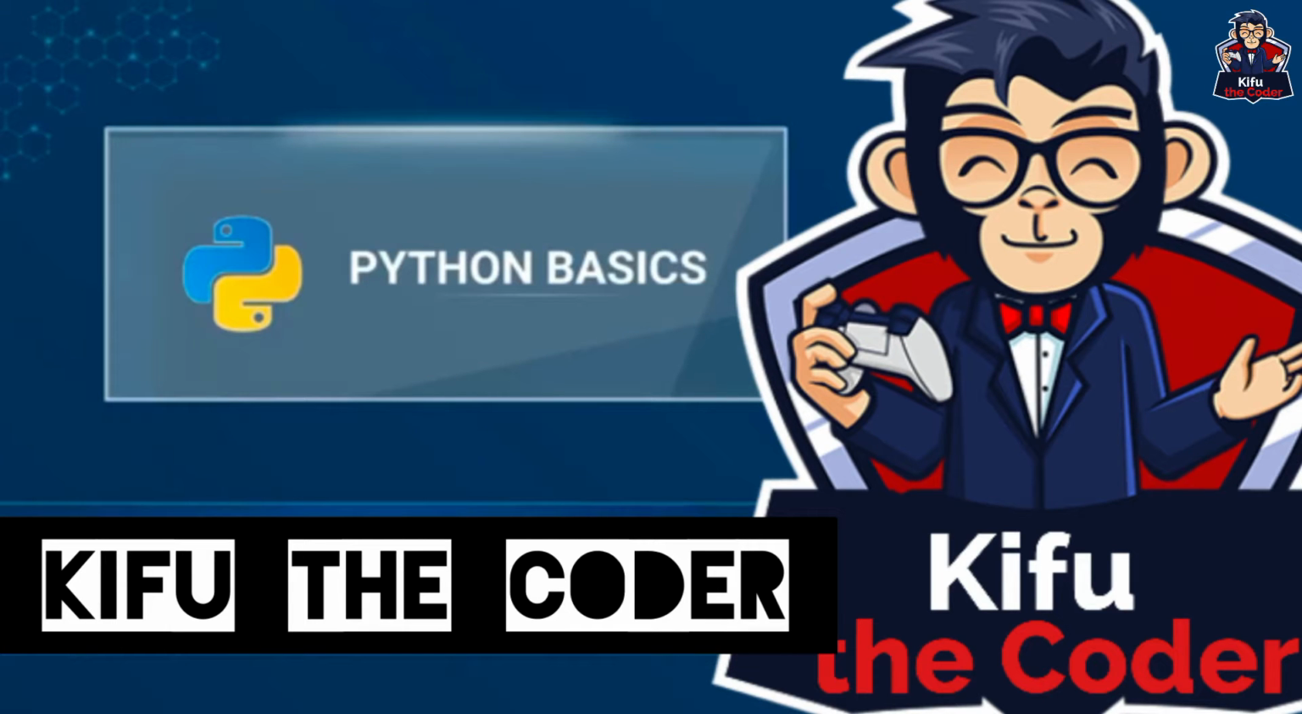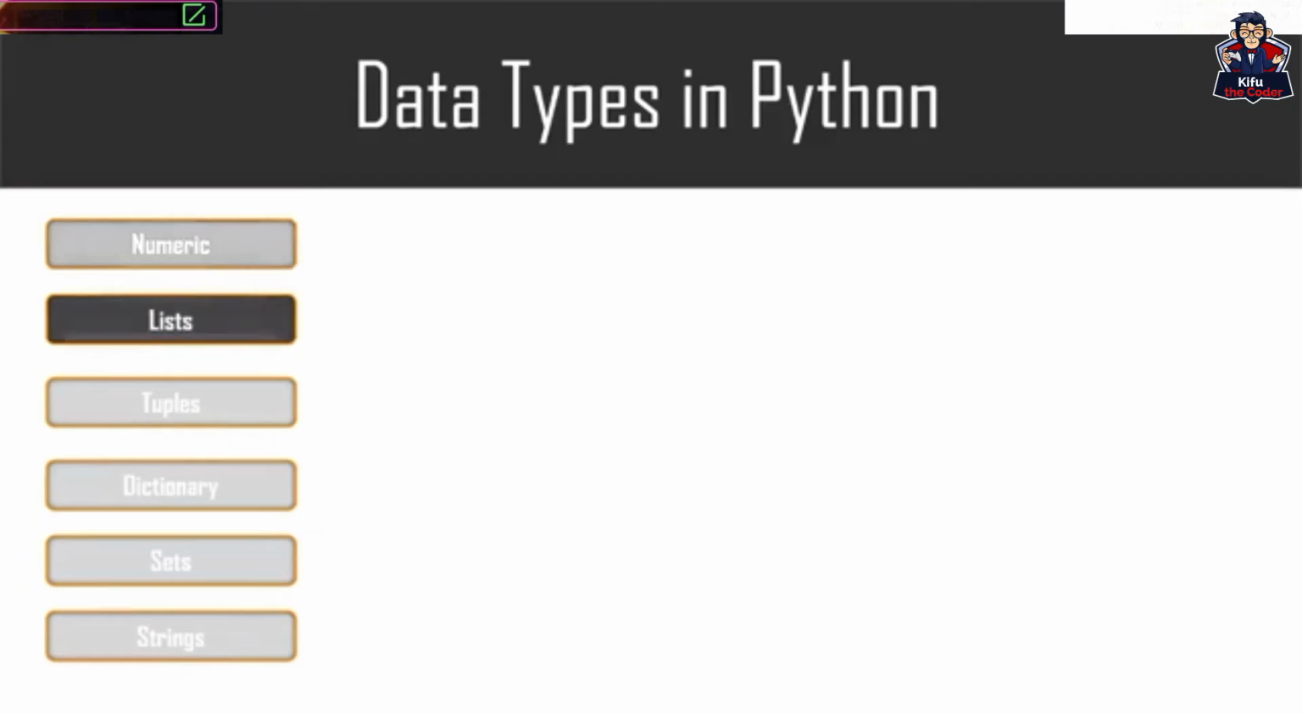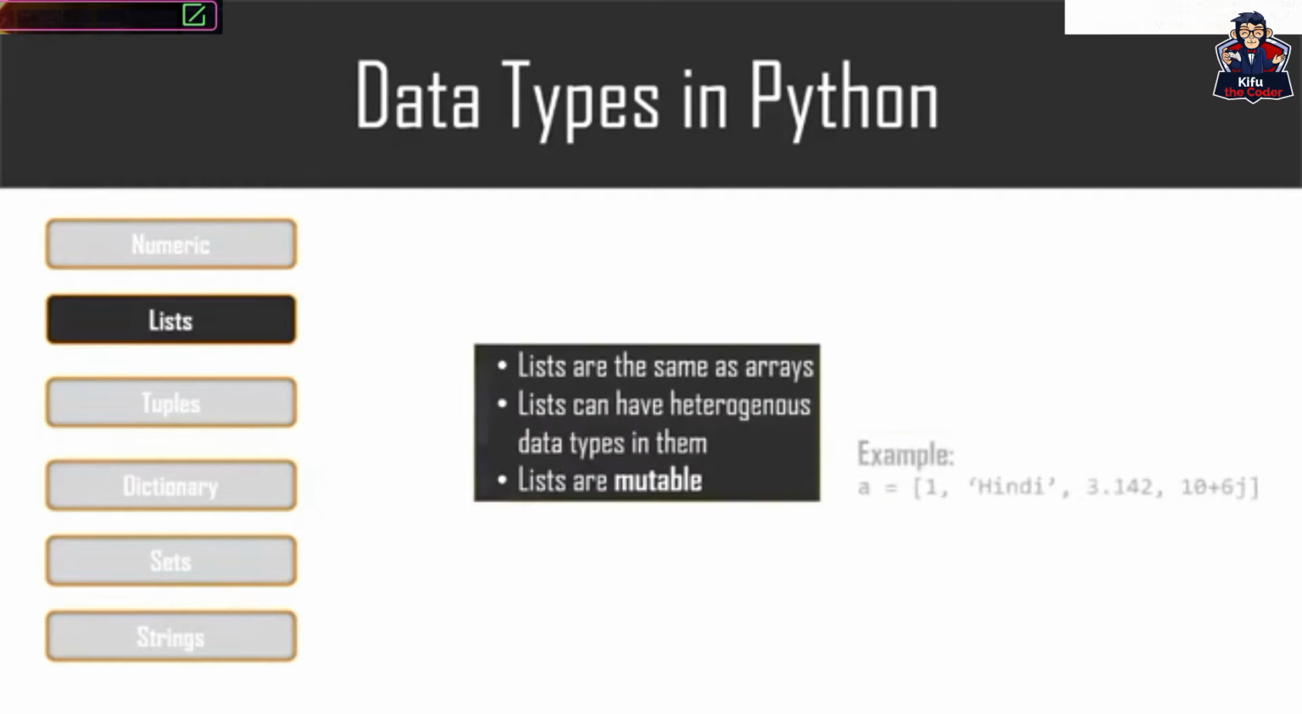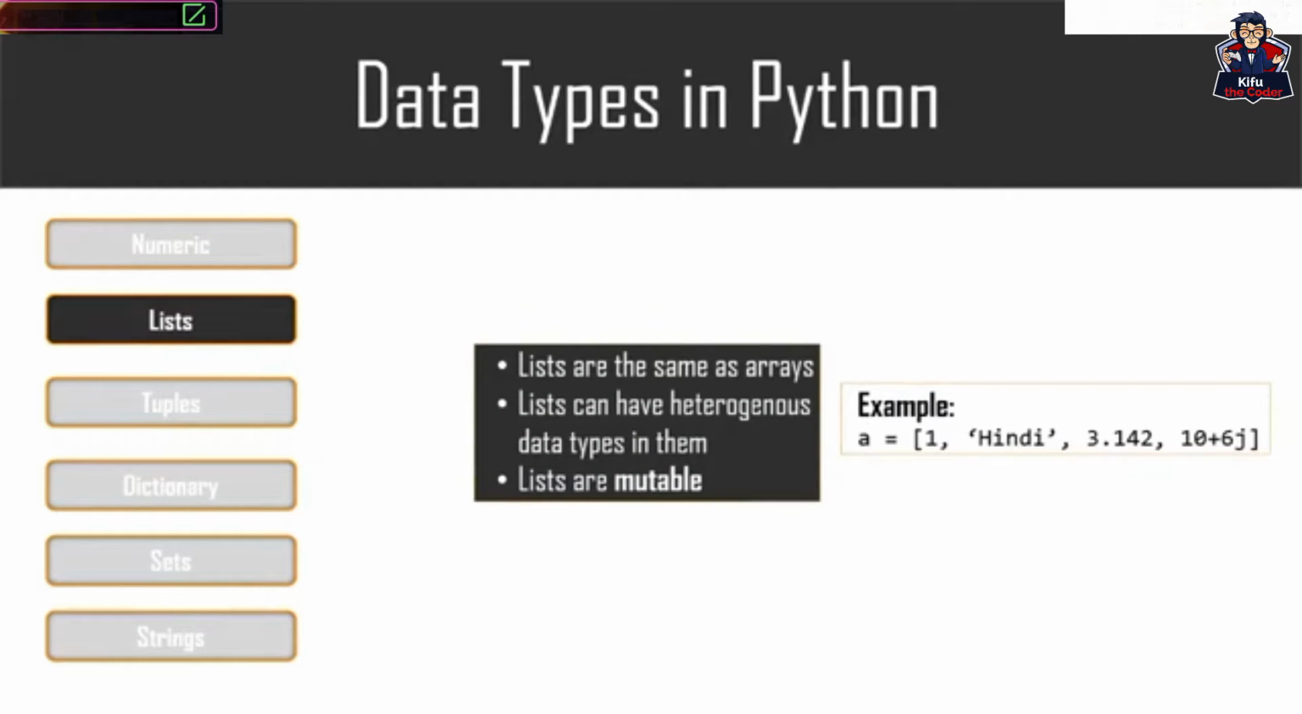Let us move ahead with the next data type, which is lists. What are lists? Lists are the same as arrays with one exception: they can have different data items inside them. Arrays would only have a particular data item within them. So for example, if an array had an integer, it would only have integer values. If it was a floating point, it would only have floating values. Lists are not like that.